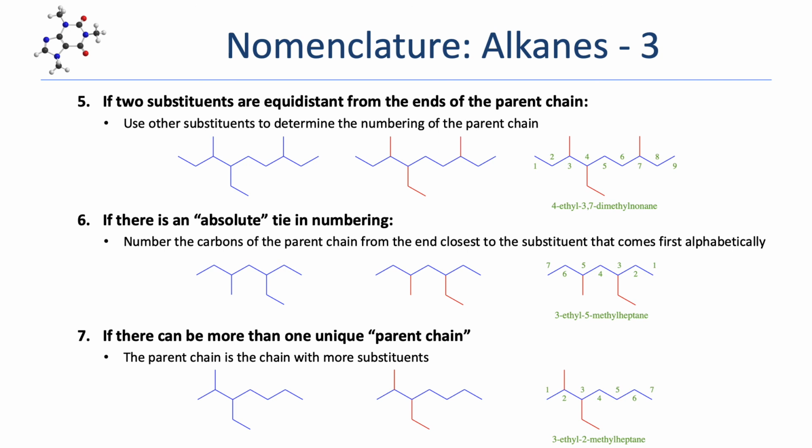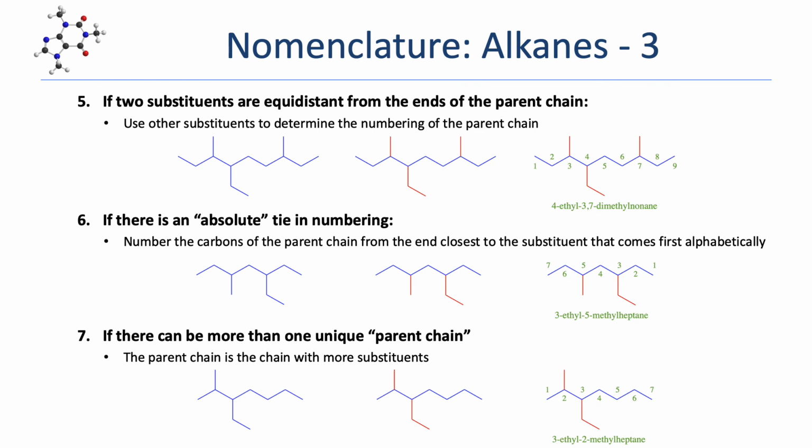So it's pretty straightforward. If you get a tie from starting on either end, ignore the first substituents and just look at the next substituent starting from either end. So in this case, there's really nothing else new. We have a nonane for 9 carbons. We have 2 methyl groups, one on 3 and 7, so that's going to be 3,7-dimethyl.